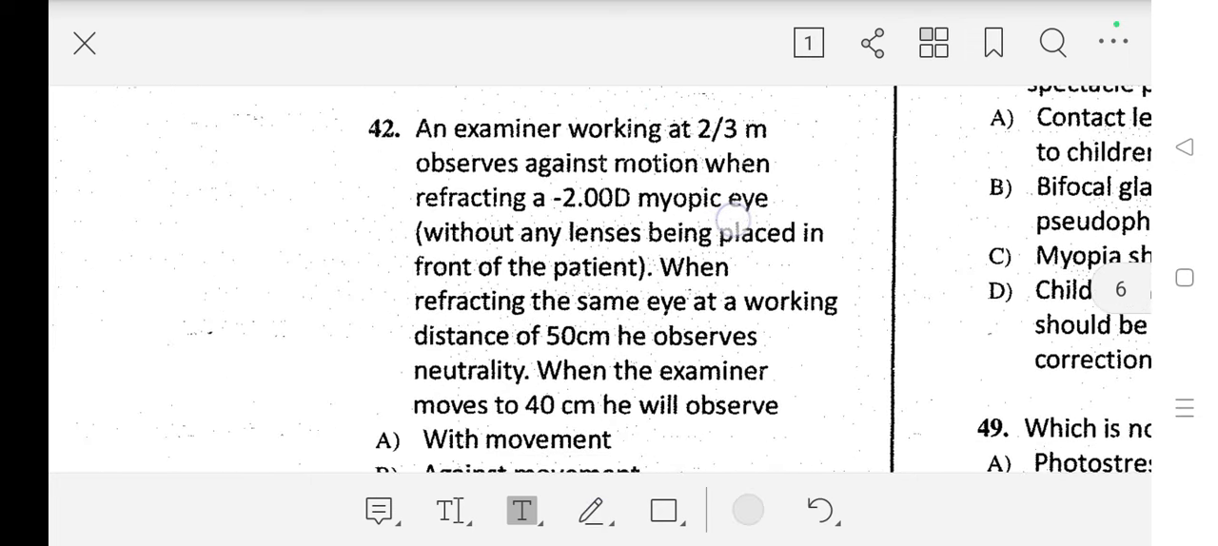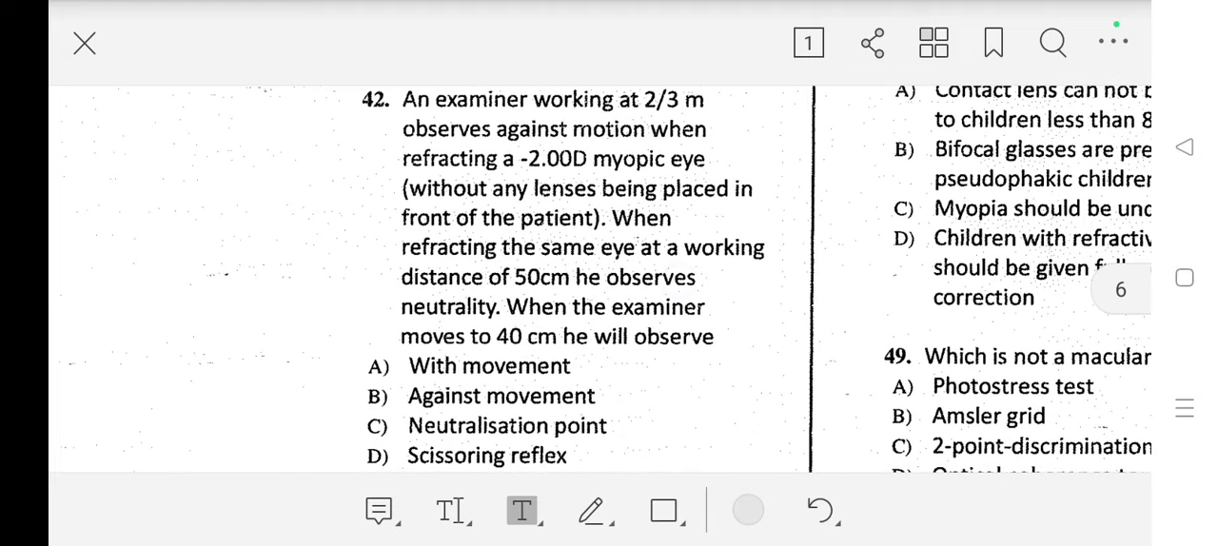Our next question is, an examiner working at 2.3 meter observes against movement when refracting a minus 2 diopter myopic eye. When refracting the same eye at a working distance of 50 centimeter, he observes neutrality. When the examiner moves to 40 centimeter, he will observe: A. part with movement, B. part against movement, C. part neutralizing point, D. part scissor reflex. Our right answer is A, part with movement.